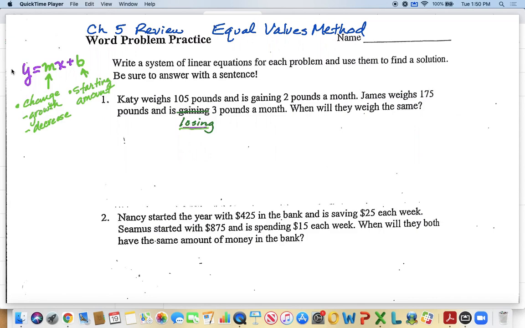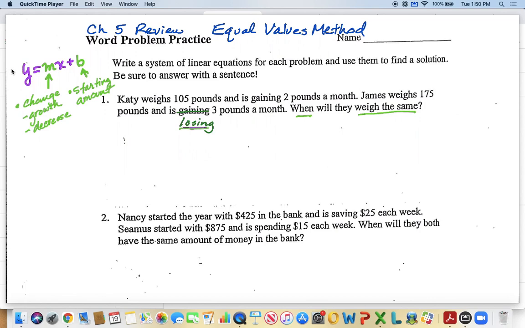Katie weighs 105 pounds and is gaining 2 pounds a month. James weighs 175 pounds and is losing 3 pounds a month. When will they weigh the same? So we're looking for when they will weigh the same. And actually, once we put this problem together, we will be able to find both things out. We'll find out when they will weigh the same, and we will find out how much they will weigh when that happens.